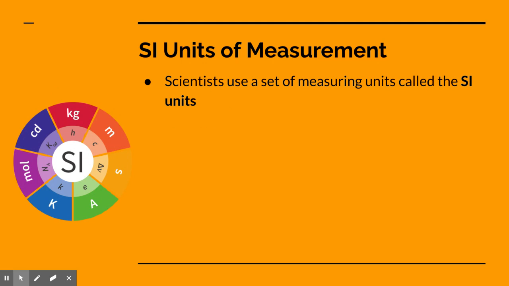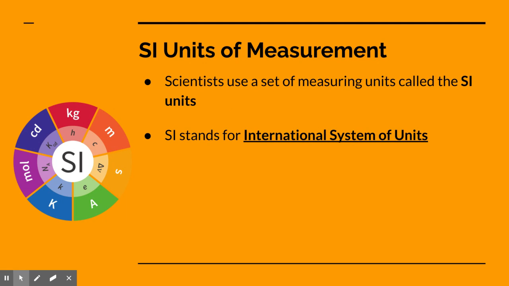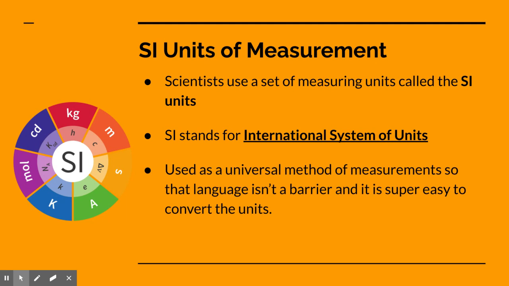They use these measurements. SI stands for International System of Units. Now, why is it the S and then the I? I believe it's because of the way they say it in French, Système International, more or less. It just stuck, and so that's how we see it today.